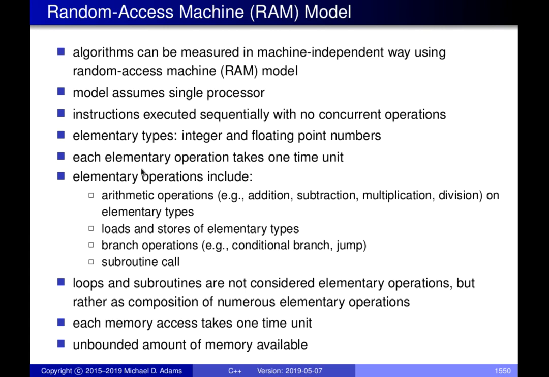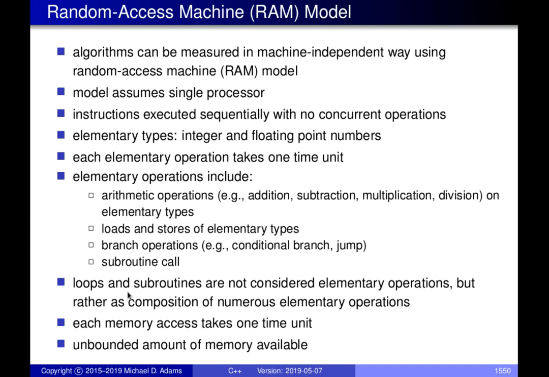Each elementary operation on these types, for example, adding two floating point numbers, adding two integers, and so on, takes one time unit. Elementary operations include arithmetic operations, like I just mentioned, loads and stores, like reading and writing variables from memory, and branch operations, which are associated with control flow, like if statements, loops, and so on. Also a subroutine call, not the actual code in the subroutine, but the act of getting from the caller to the callee. That's the actual subroutine call mechanism rather than the stuff that's in the subroutine.